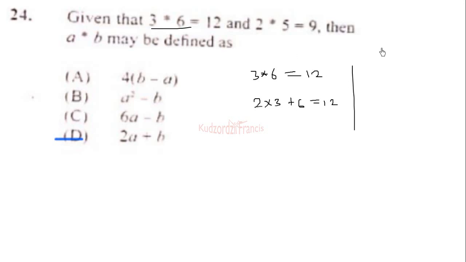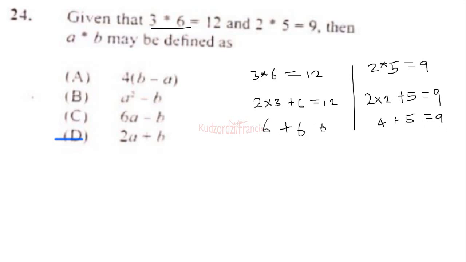So let's look at this one too. 2 star 5 is equal to 9. So how will you operate this? We need to maintain the same thing that we did here. So 2 times the first number, which is 2, plus 5, and that will be equal to 9. Because 2 times 2 is 4, 4 plus 5 is equal to 9. In the same way here, 6 plus 6 is equal to 12.